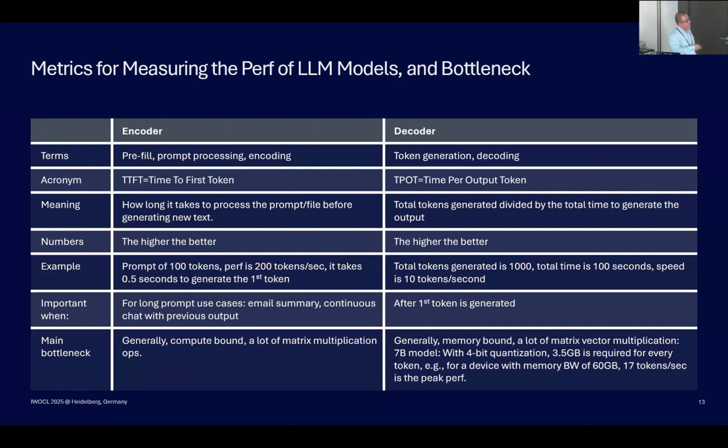To give an example, the encoder is very important when you have long prompt use cases. With more input tokens, the performance will slow down quite a bit. This is because it is really a compute bound use case, so a lot of matrix multiplications have to be done for the encoder processing. The decoder, on the other hand, is mostly memory bandwidth limited. Think of a 7B model. If you quantize to 4 bits per weight, you basically get 3 GB or something like 3.5 GB of data. For mobile devices with about 60 GB/s of bandwidth, the peak performance would be 17 tokens per second. That's the theoretical peak, which you can't really go beyond.